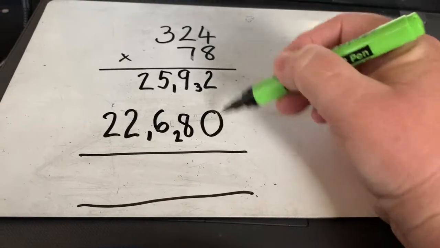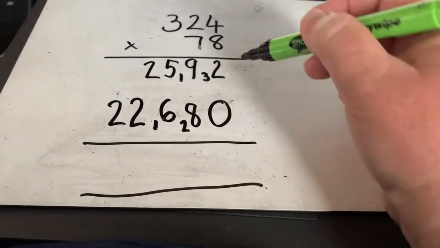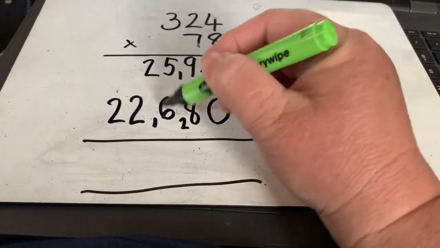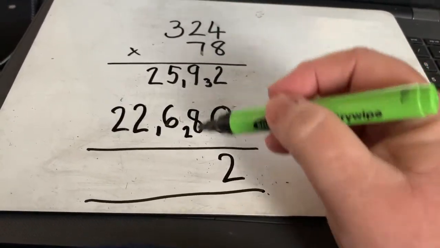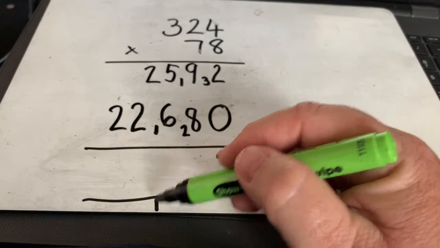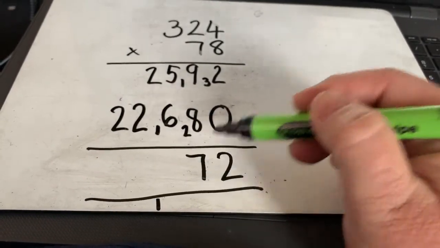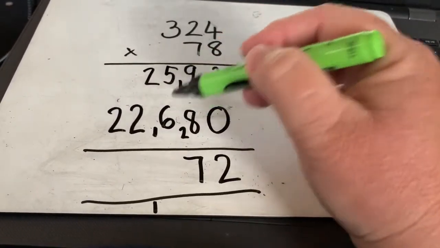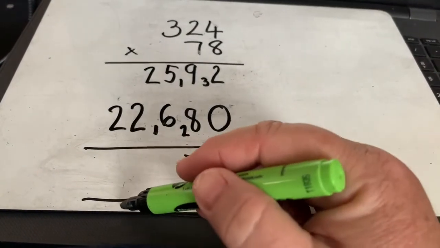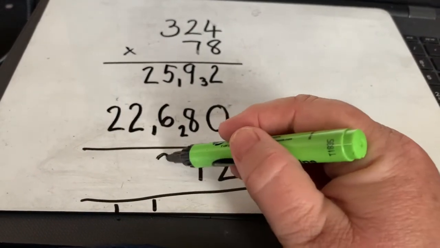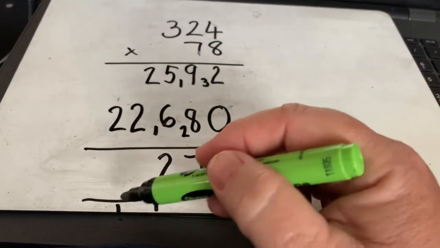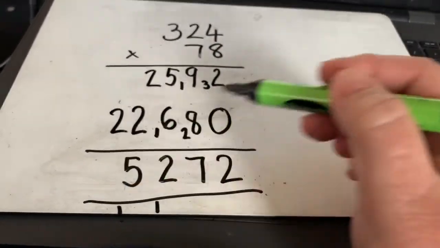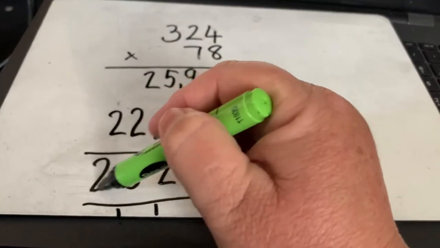Now I've got to add these two together as I'd normally add, so ignore these carries. 2 add 0 is 2, 9 add 8 is 17, so my 1 I carry down there, and my 7 goes there. 5 add 6 is 11, plus this one is 12. I carry my 1 and my 2 goes there. 2 add 2 is 4, add the 1 is 5. And then 2 add nothing is 2.